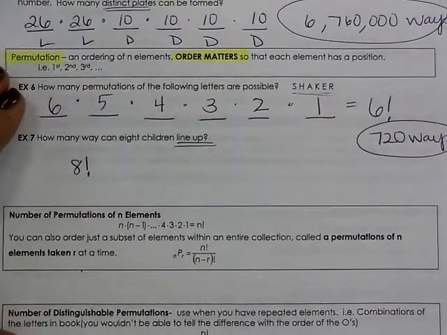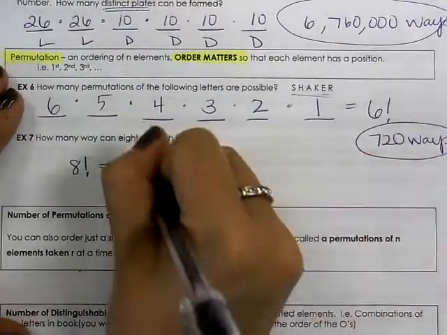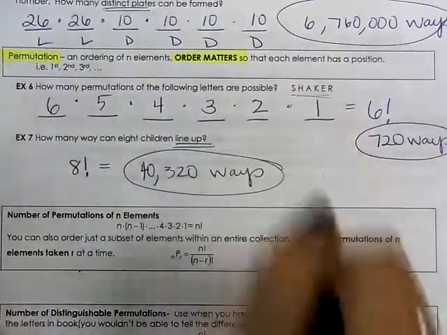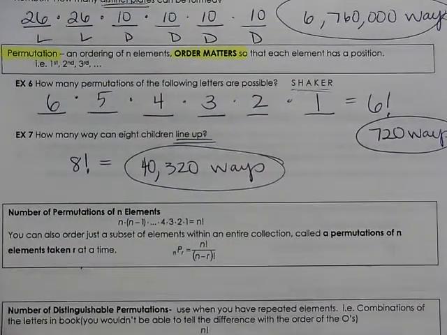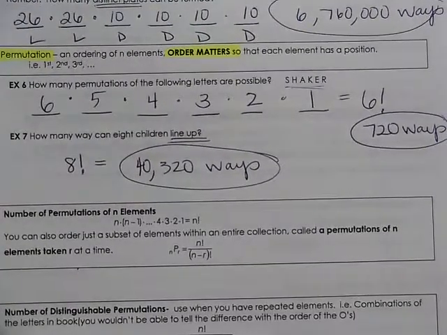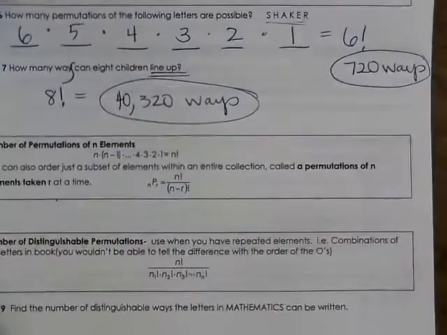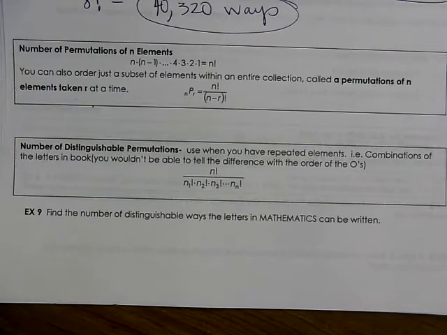So you can do 8 factorial in the calculator, right? You could take the time to multiply it all out. You get 40,320 ways. Do you remember where the factorial key is in the calculator? It's under math or order probability. I think it's option 4. Okay. Everybody okay so far? Yeah. How many ways? Yep. Number of permutations of n elements.